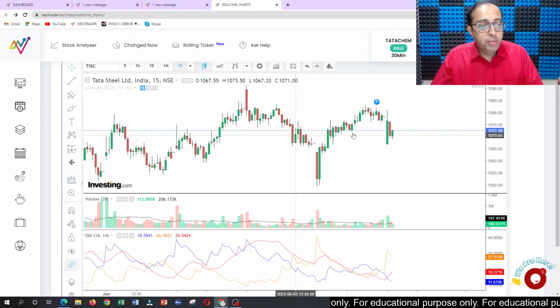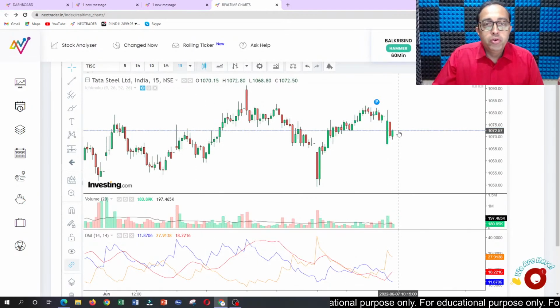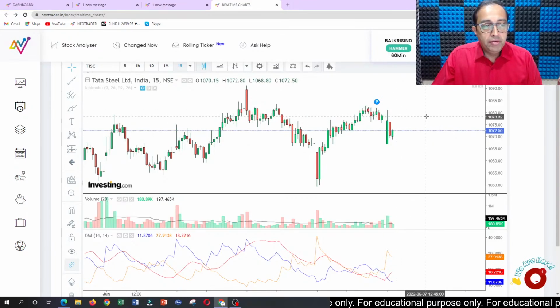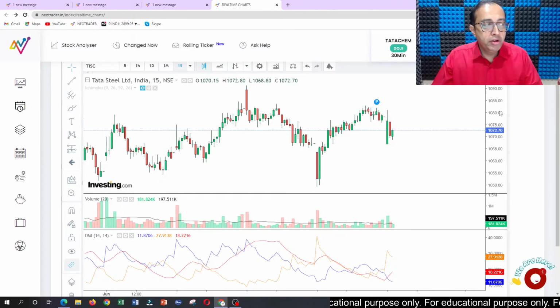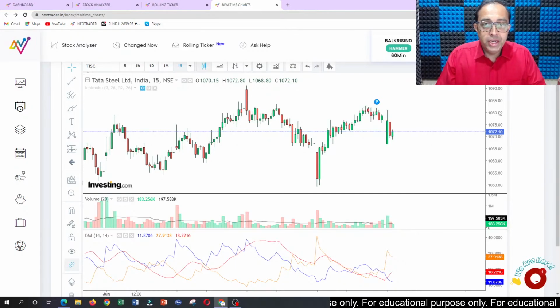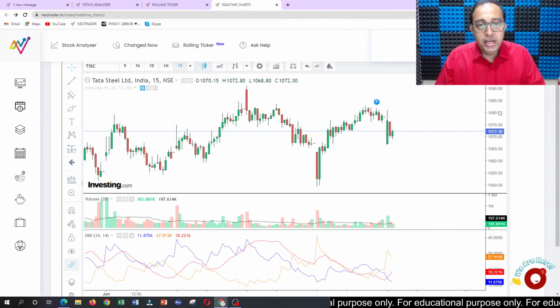Yes, there could be some minor moves here and there, but if you're going to go through the options route, you got to wait for a while for some moves to develop. But it's best, if you're going to participate in the metal names, to participate using either a spread or some kind of strategy rather than going directional, because the metals are undergoing a very volatile scenario.